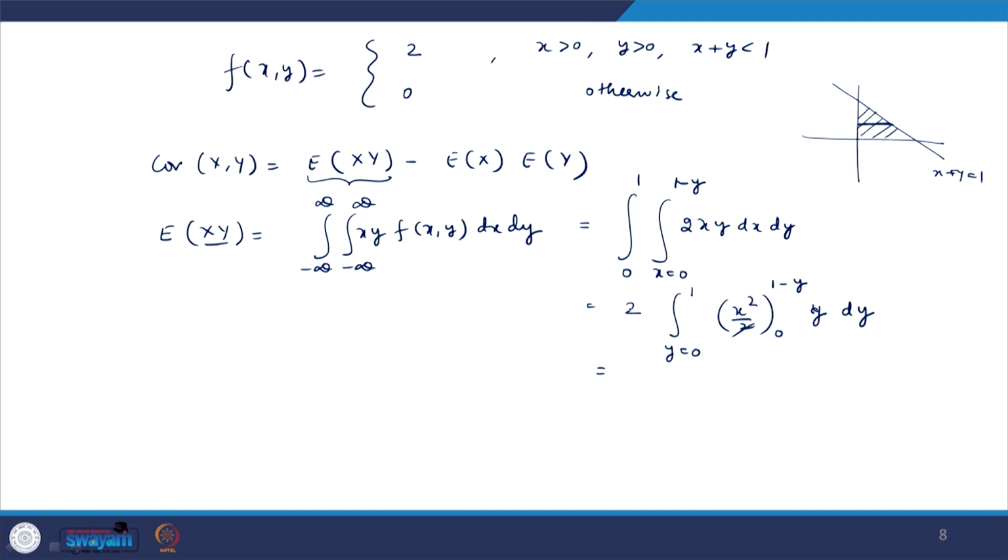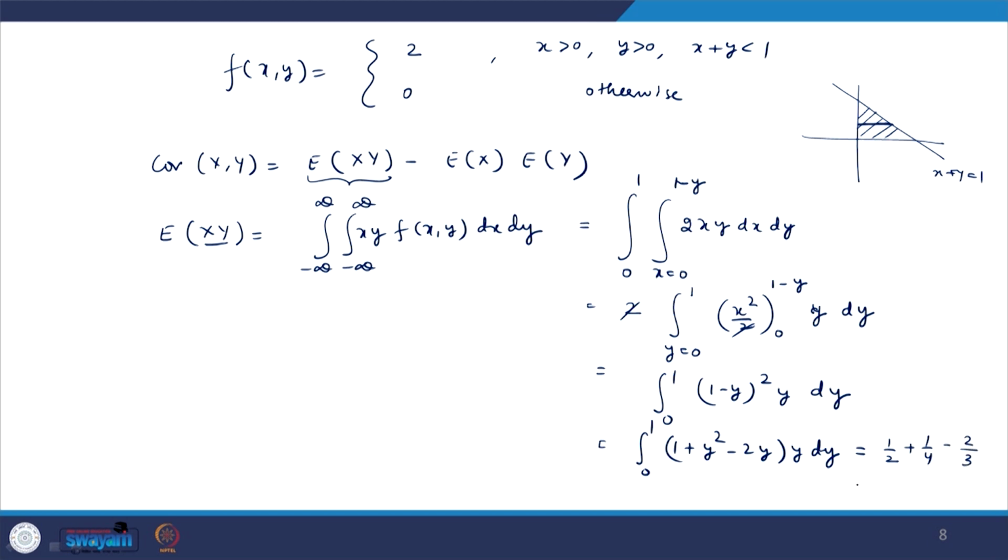So, the 2 cancels out and this is the integral 0 to 1 of 1 minus y whole square into y dy. This is the integral 0 to 1 of 1 plus y square minus 2y times y dy. Now, when you integrate it you will get y square means 1 by 2, this is y cube, that is 1 by 4, and this is 2y square, that means minus 2 upon y cube, that is 3. So, you can take LCM that is 12, that is 6 plus 3 minus 8, and that means 1 upon 12. So, this is 1 upon 12.